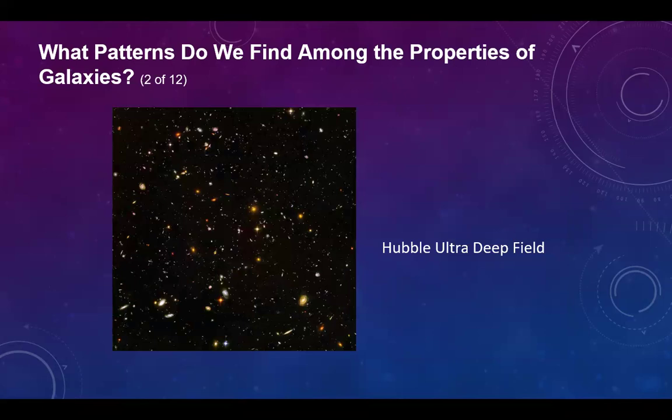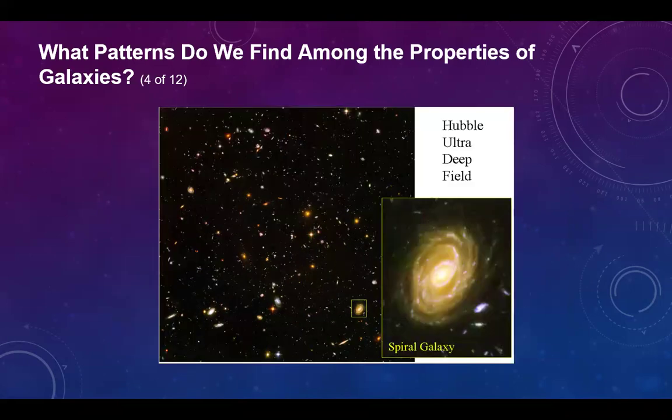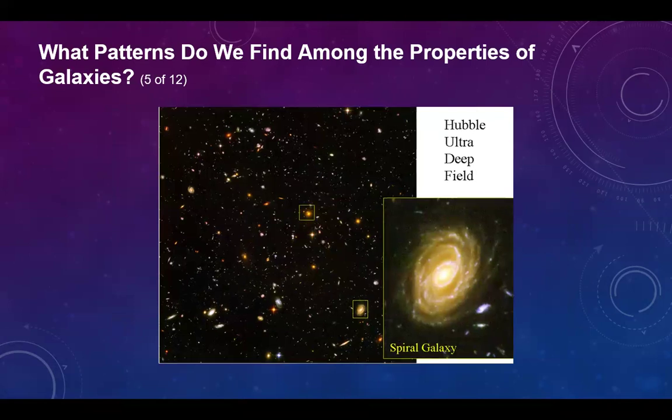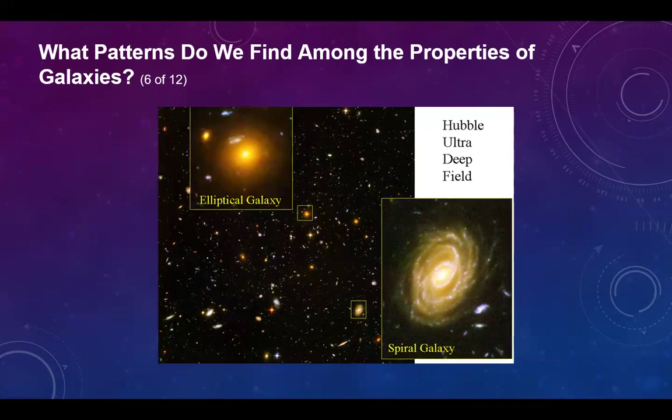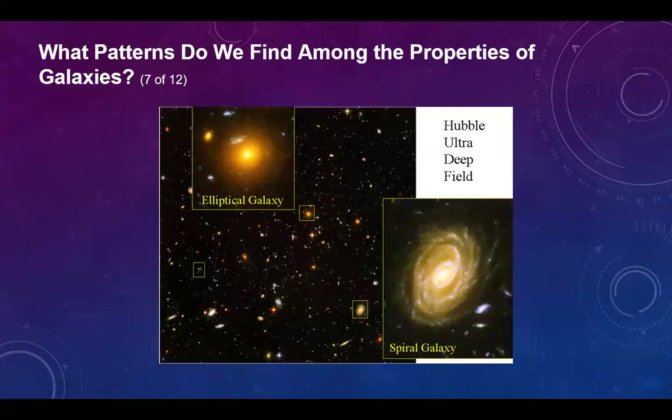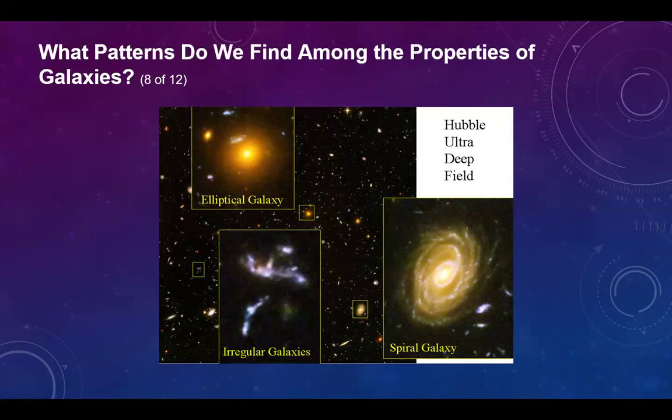So this is an image from the Hubble Ultra Deep Field showing all of these specks of light are distant galaxies. Here, for example, is a spiral galaxy from the Hubble Deep Field. This, up here, is an elliptical galaxy. Spiral galaxies have spiraling arms. Elliptical galaxies are round. And here is an irregular galaxy. It's neither spiral nor elliptical. It's got some weird shape. Most irregular galaxies seem to be recently involved in collisions. It is a common situation.